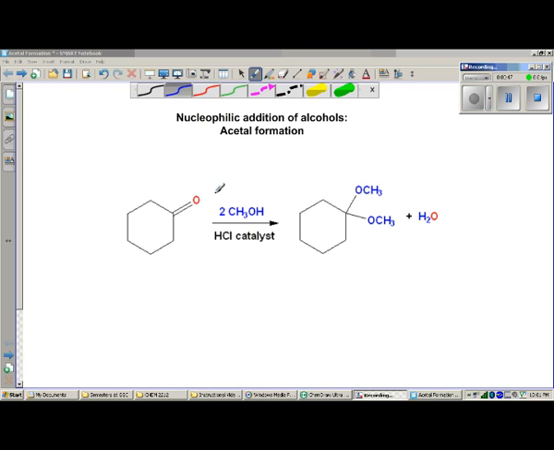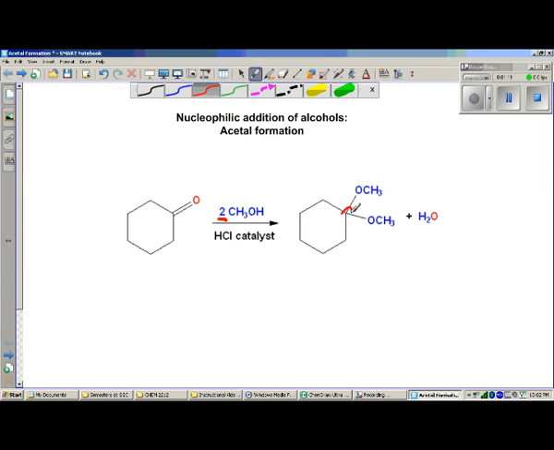Overall, notice we have two equivalents of alcohol here. And what that means is 2 alcohols are going to be adding to our carbonyl group. Not at the same time, sequentially, but over the course of the reaction, 2 of them will add. And they form this product.